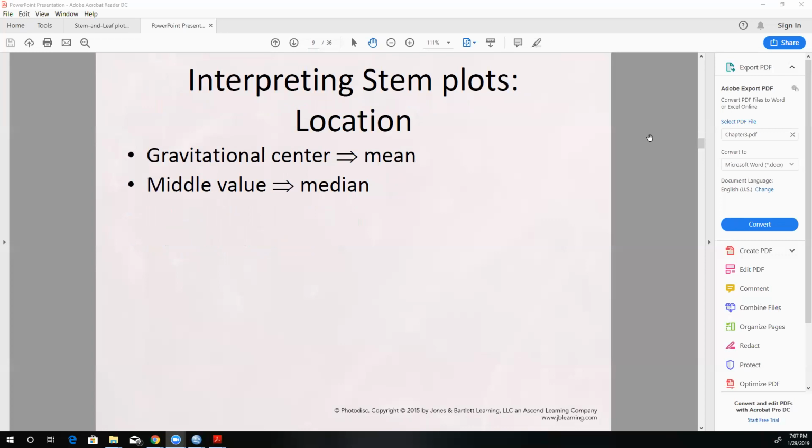So the first thing to notice is you want to, first of all, find where the central tendency, or what he calls the gravitational center of the data set is. So where does most of the stuff sort of gravitate to? Where does it look like there's more values kind of lumped together? And that will be your mean. And then the middle value is your median.